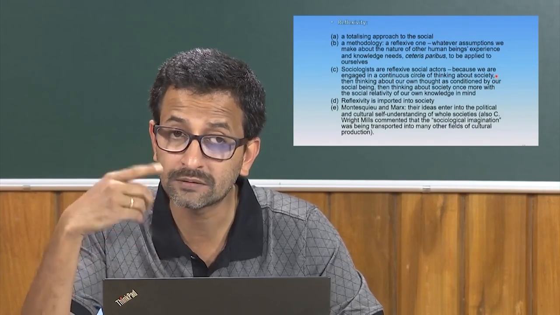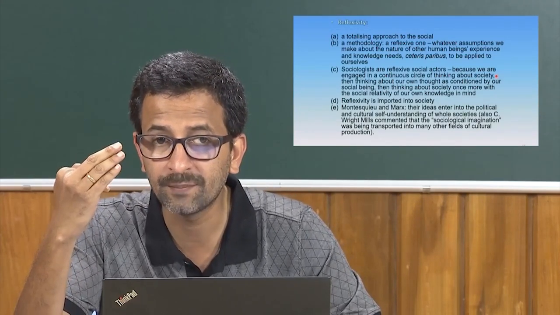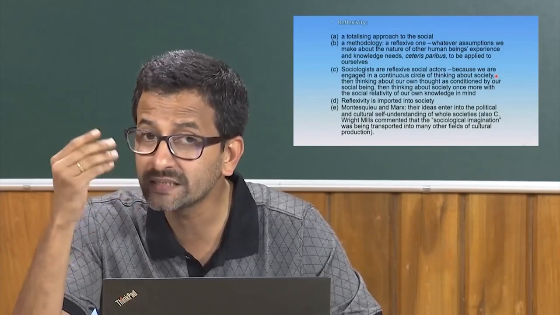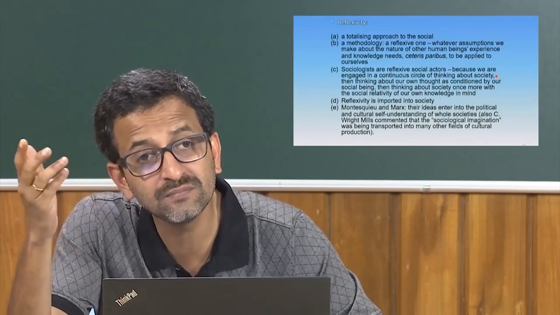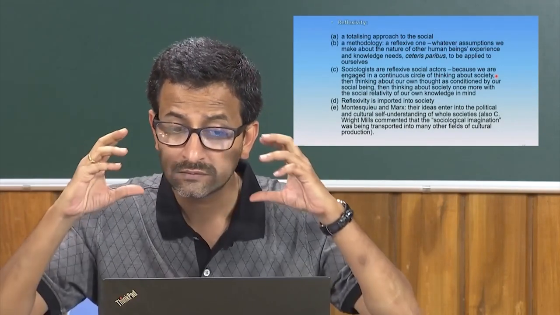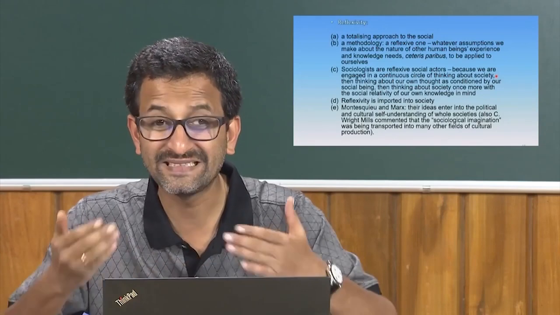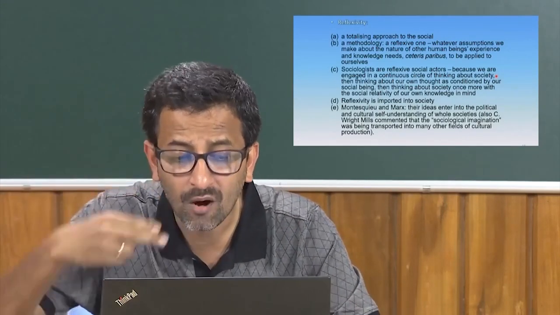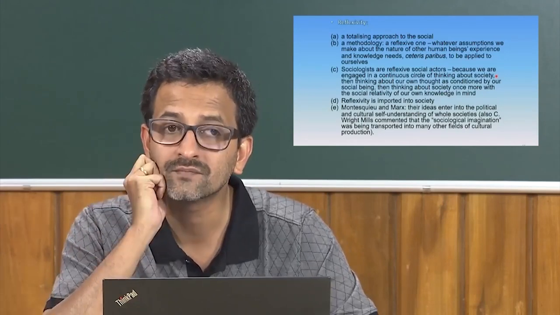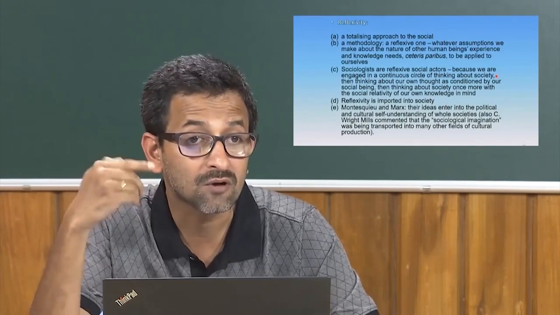Then what do we have to do as sociologists who are reflexive social actors? At least three things, please keep in mind. First, we are engaged in a continuous circle of thinking about society and its constituents and its relationship with individuals. Then thinking about our own thinking as conditioned by our social existence. And thirdly, thinking about society once again with the social relativity of our own knowledge in mind. Because our knowledge is also conditioned by social relativity. Our knowledge is also not absolute.